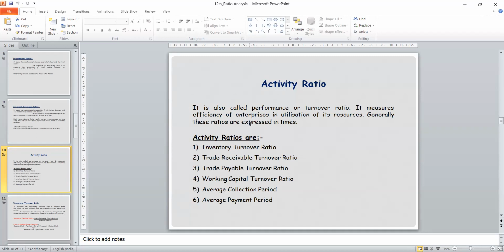Working capital turnover ratio means how much sale you are doing on the basis of working capital. Then average collection period and average payment period: how much time you take to pay the creditors, and how much time you take to receive the amount from debtors. So these are activity ratios. Now we will discuss all these ratios one by one.